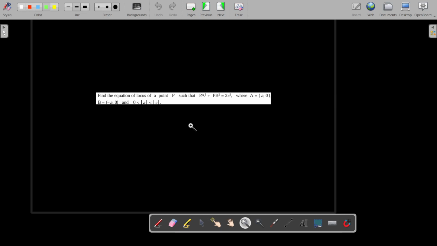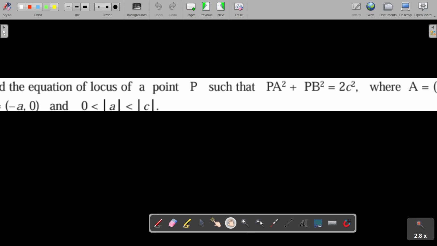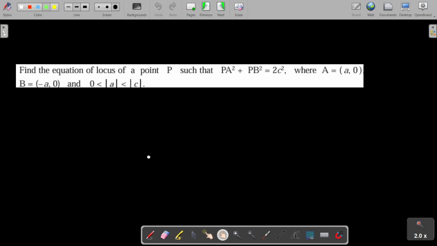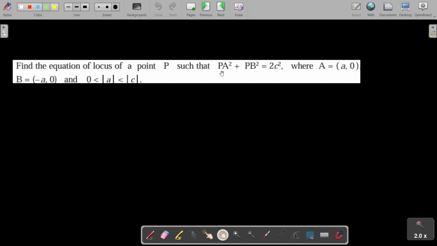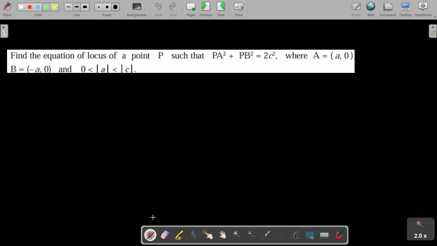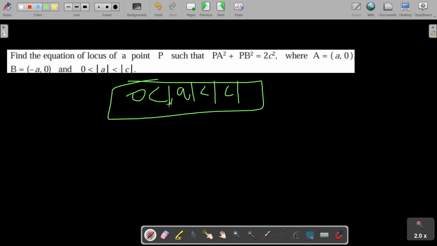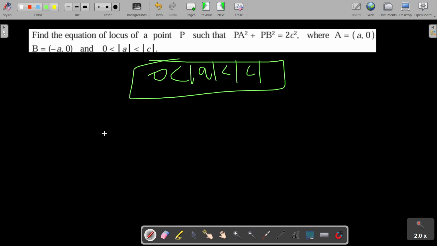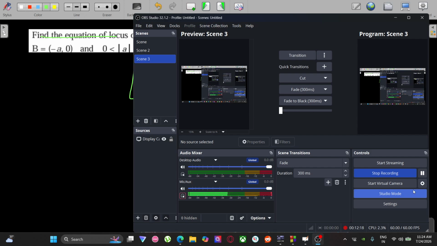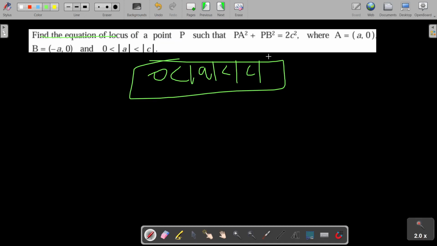Okay, let's do this problem. Find the equation of the locus of a point P such that this condition is satisfied, where point A and point B are given, and another condition is given that 0 is less than magnitude of A, which is less than magnitude of C, where the magnitude of A is greater than 0 and the magnitude of C is greater than A. Find the equation of the locus of a point P such that this condition is satisfied.